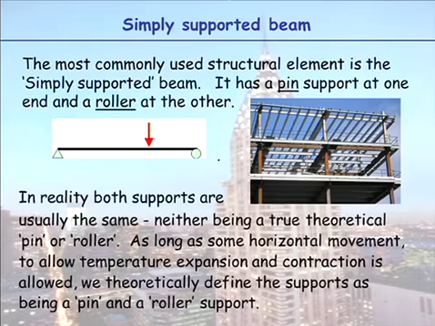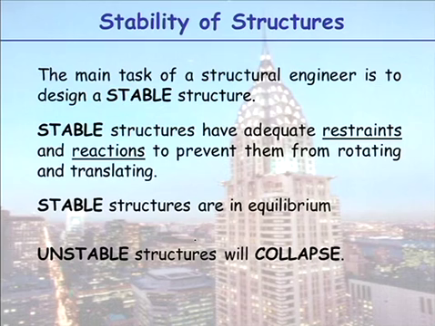In reality, both supports are usually the same. They look the same. If you look at these end connections of these beams up here, or you go into the engineering car park and look at all the beams, you'll see the two connections look the same. So in reality, both supports are the same. They're neither a true theoretical pin nor a roller. As long as some horizontal movement to allow temperature expansion and contraction is allowed, we theoretically define the supports as being a pin and a roller. So there are three support types.